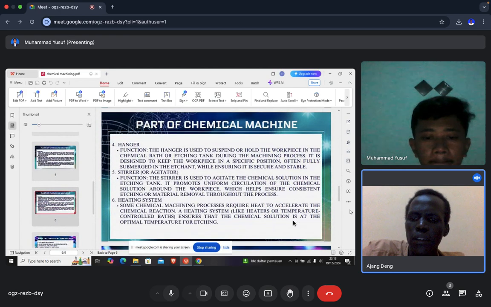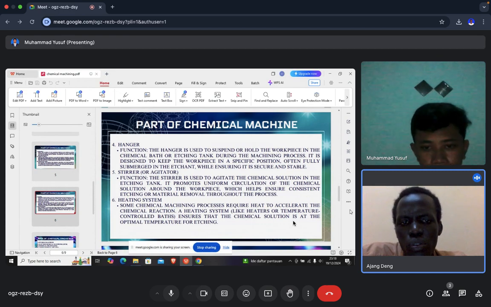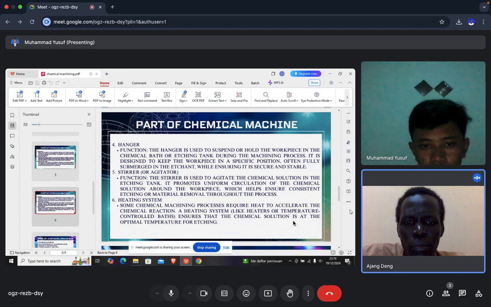And we have the hanger, which I was calling the hook. The function of the hanger is to suspend or hold the workpiece in the chemical bath or etching tank during the machining process. It is designed to keep the workpiece in a specific position, often fully submerged in the etchant, while ensuring it is secure and stable.